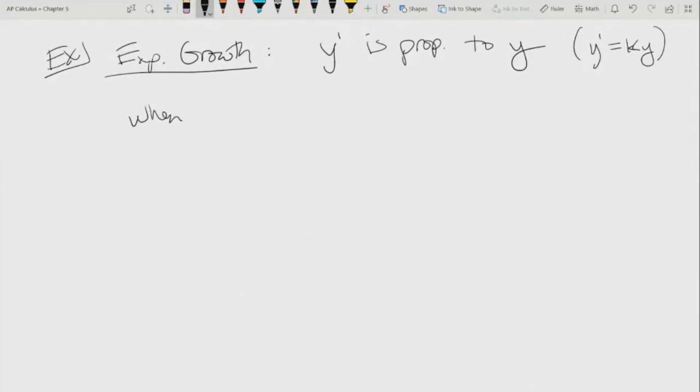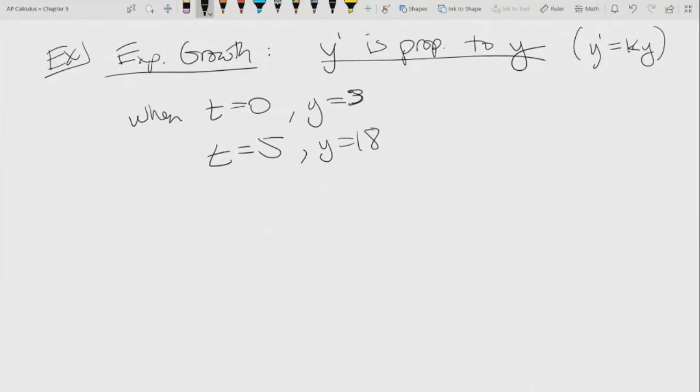The situation is when t equals 0, y equals 3, and when t equals 5, y equals 18. So that's the situation here. Think about it like this: those would be 2 points on a graph, but I know it follows exponential growth based on this information. So I should be able to fit these to the equation y equals c times e to the kt.